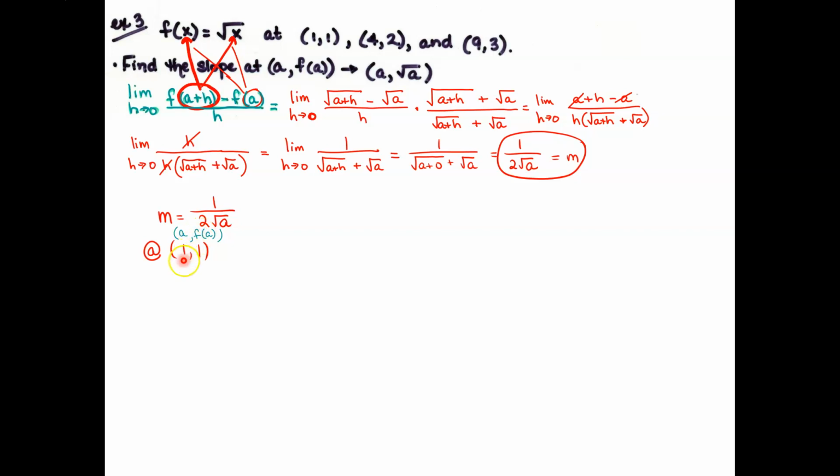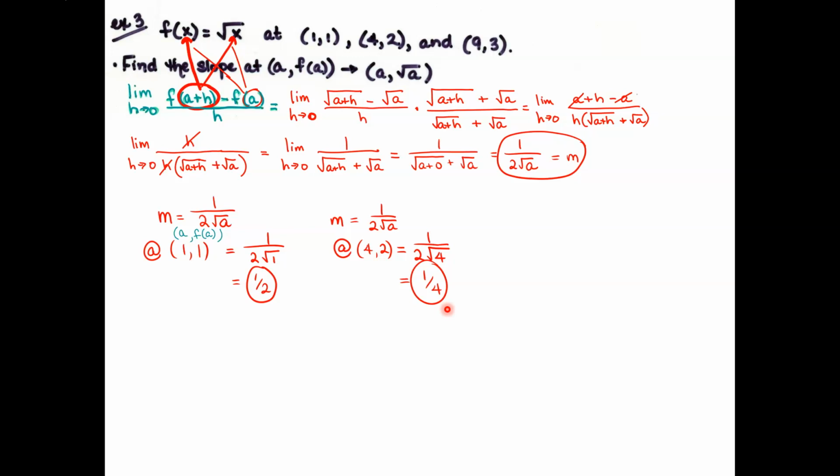So all I have to do is put the a value into the formula. If I put 1 in the place of a, I'm going to get 1 half for my slope. Look at the next one. For the next one, they want me to find the slope at 4, 2. So what's my a value? It's 4. So let's put 4 in the place of a right there, and that would give me 1 over 2 times the square root of 4, so 1 over 2 times 2, or 1 fourth.